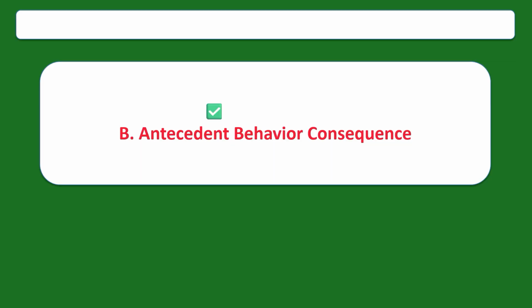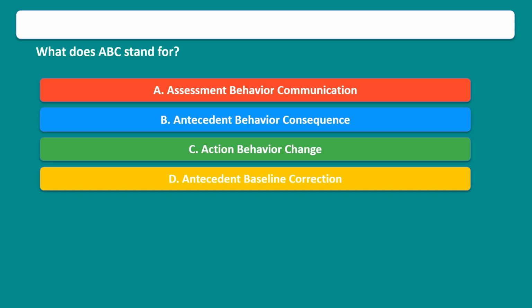Question 8. What does ABC stand for? A. Assessment Behavior Communication. B. Antecedent Behavior Consequence. C. Action Behavior Change. D. Antecedent Baseline Correction. Pause. Answer. The correct answer is B. Antecedent Behavior Consequence. Understanding ABC data is essential for every RBT.